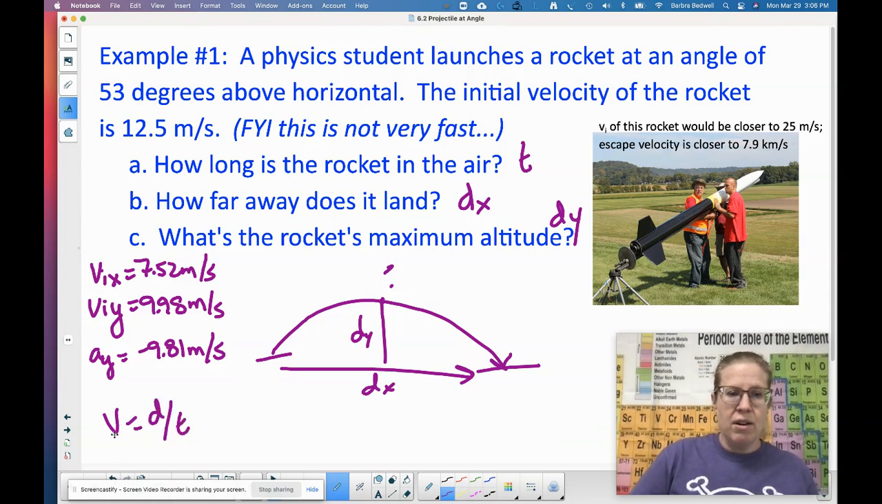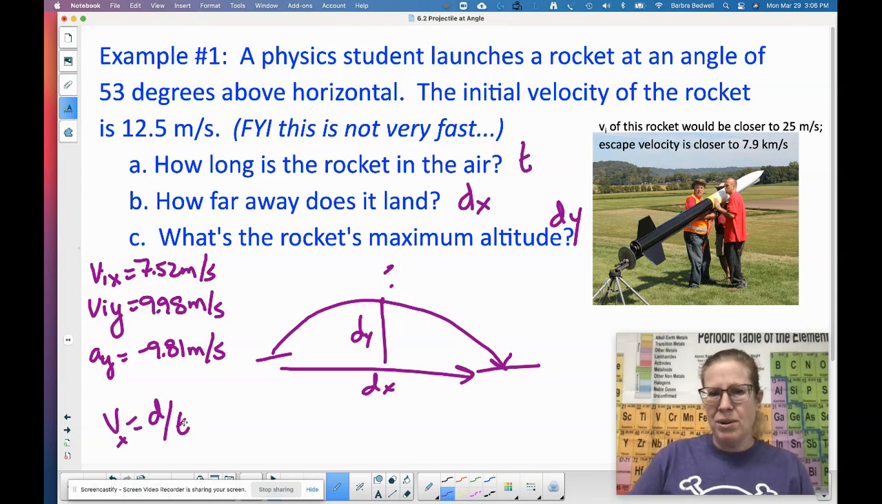Do we have that yet horizontally? We don't know the x direction yet. We've got VI, but we don't have time. We don't have enough to make that one happen for us. So we can't really do the horizontal piece yet. We're going to start with the vertical piece.